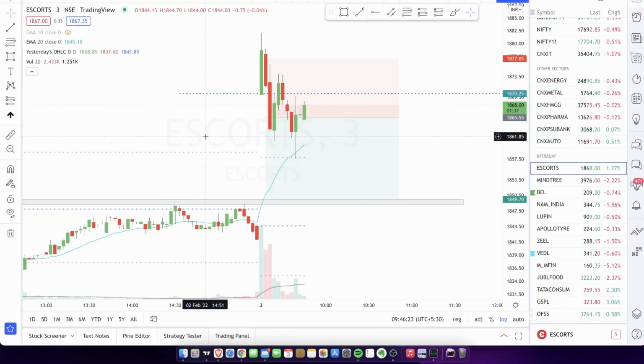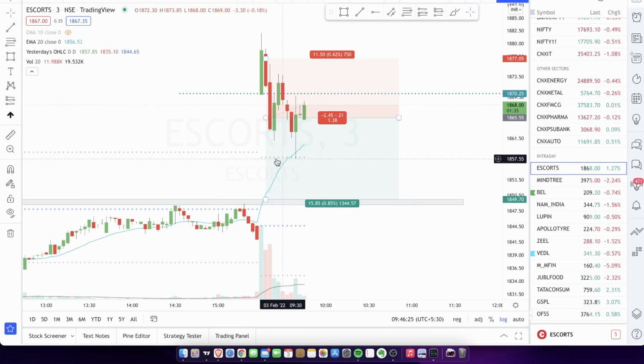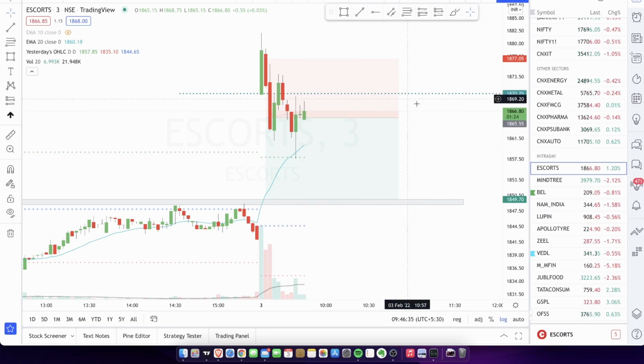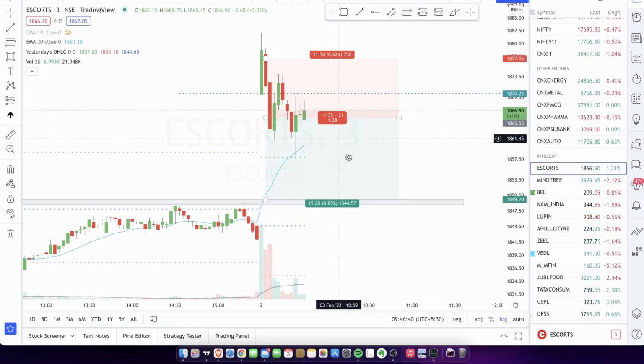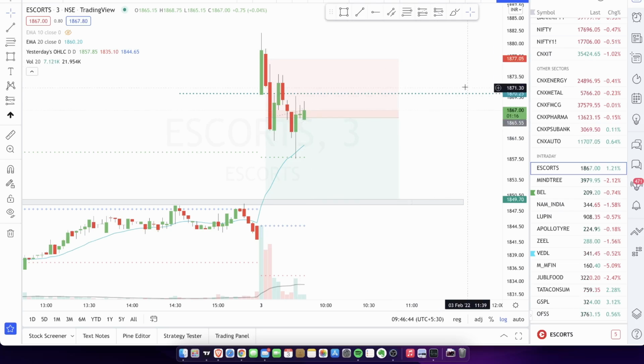So guys, Escorts has taken its support from yesterday's high and the 20 EMA on the 3-minute time frame and the 10 EMA on the 5-minute time frame. So right now it's not looking too good. I'm just monitoring this trade closely, and if it does give me a close above this 1870 region with a strong bullish candle, I may just exit it manually. My hard stop loss is right now still placed at the original position.